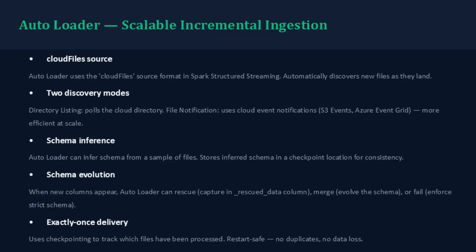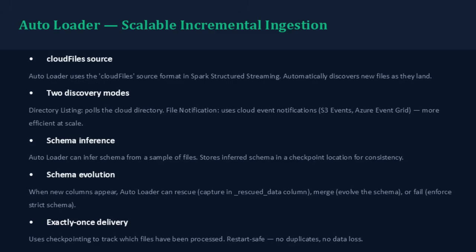Directory listing mode polls the cloud storage directory on a schedule, listing all files and finding new ones. Simple to set up, works everywhere, but at scale, with millions of files, the listing itself becomes expensive and slow. File notification mode integrates with cloud event notification services like S3 event notifications, Azure Event Grid, and GCS Pub/Sub. When a new file lands, the cloud service sends a notification and Auto Loader picks it up immediately. No polling, no listing. This is the production-grade choice for high volume scenarios, faster and cheaper at scale.